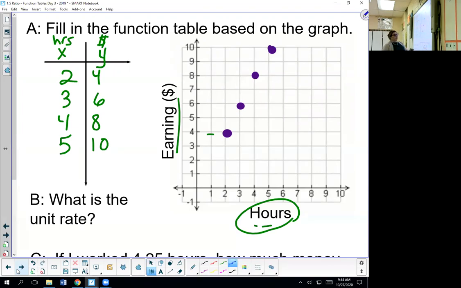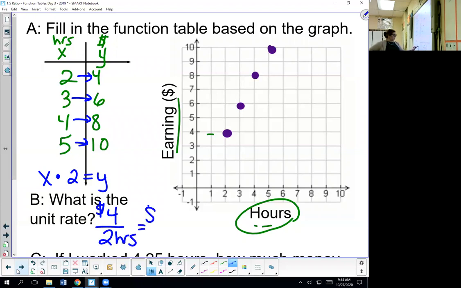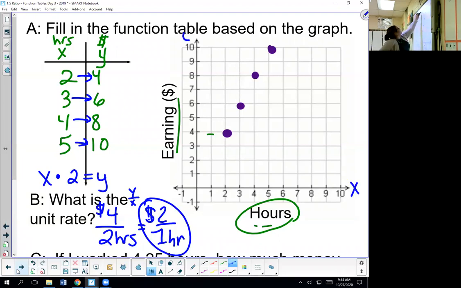So where would my dot be at 1? That would be my unit rate. How am I going from my hours to my money? X times 2 is my y. So what's the unit rate? If I take $4, because money goes on top, right? Divided by 2 hours, I'm making $2 in 1 hour. That's the unit rate. Again, if you notice, the answer is the y over your x. What do we always say goes on top? Money. It's on my y-axis. Remember, this is your x and your y goes to the sky.